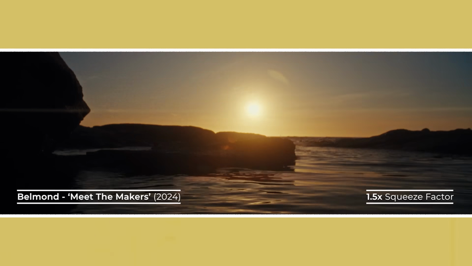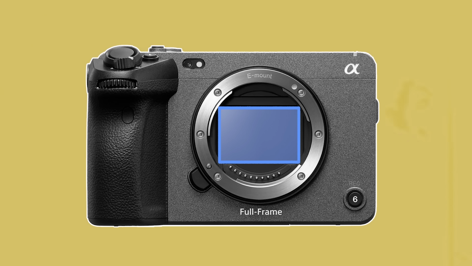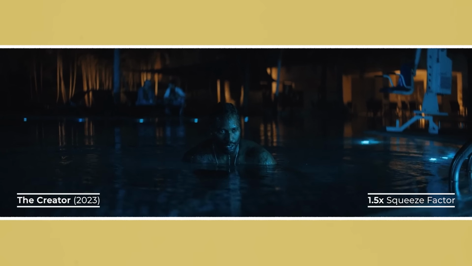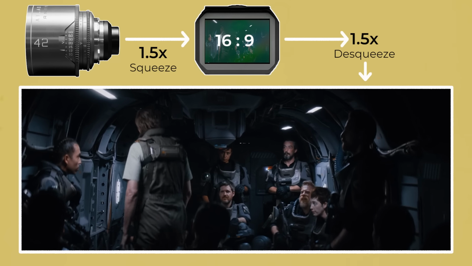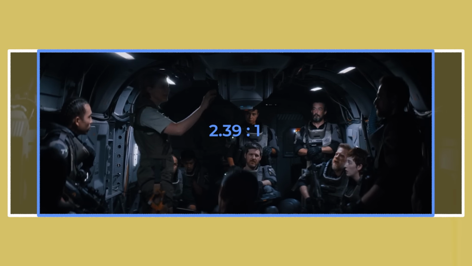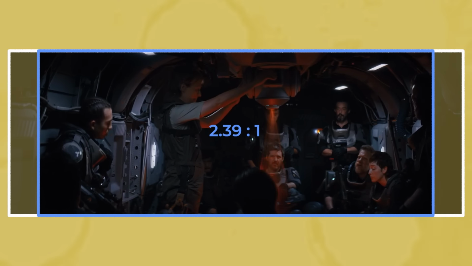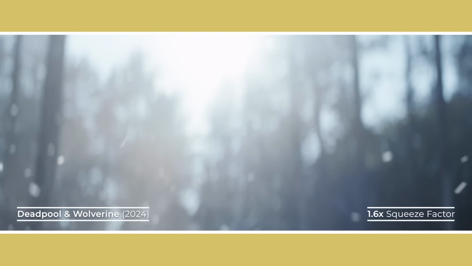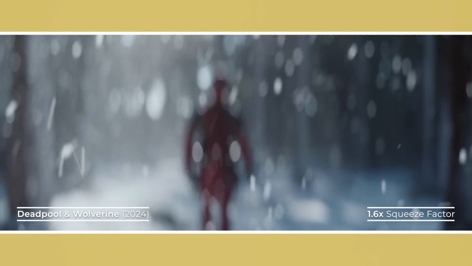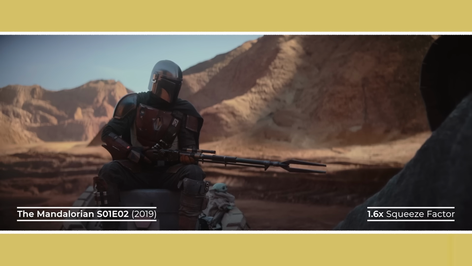The 1.5x squeeze factor is a more recent development, mainly designed around modern 16:9 digital sensors. Rather than adapting a 4:3 or 5:6 capture area, these lenses expand a 16:9 image to roughly 2.66 to 1 when fully de-squeezed, which may require slight cropping on the sides to reach the standard 2.39 to 1 delivery ratio. Because the squeeze is less extreme, the optical artifacts are also more subtle. Slightly rounder bokeh and slightly less distortion.